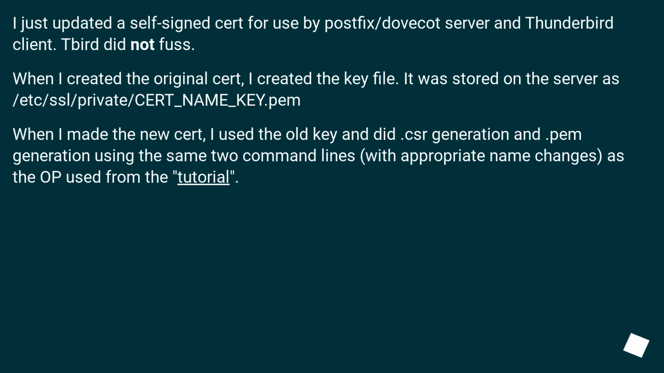I just updated a self-signed cert for use by a postfix/dovecot server and Thunderbird client. T-Bird did not fuss. When I created the original cert, I created the key file. It was stored on the server as /etc/ssl/private/cert_name_key.pem. When I made the new cert, I used the old key and did CSR generation and PEM generation using the same two command lines, with appropriate name changes, as the OP used from the tutorial.